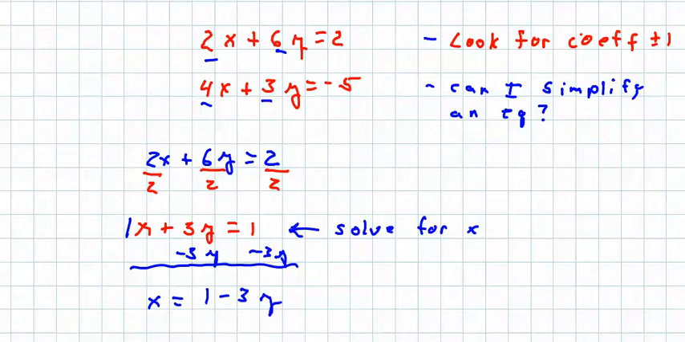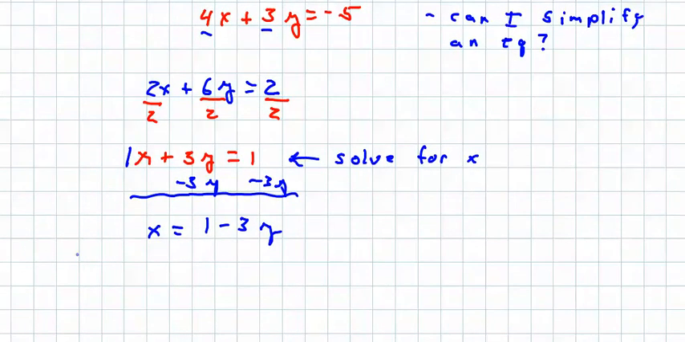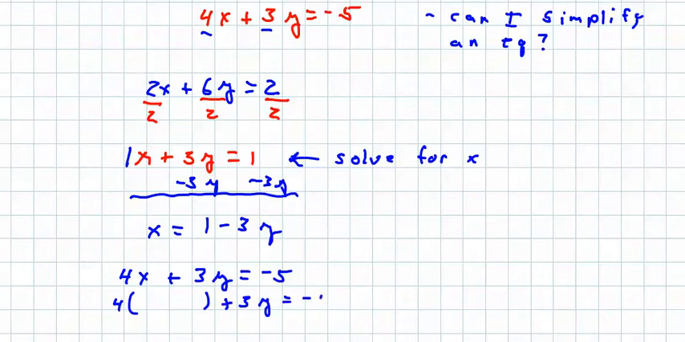I then substitute that into my other equation. I have 4x plus 3y equals negative 5, so I'm going to replace x with something. I replace x here with 1 minus 3y. And then I solve. Again, we know how to solve from yesterday, so I'm not going to do this.